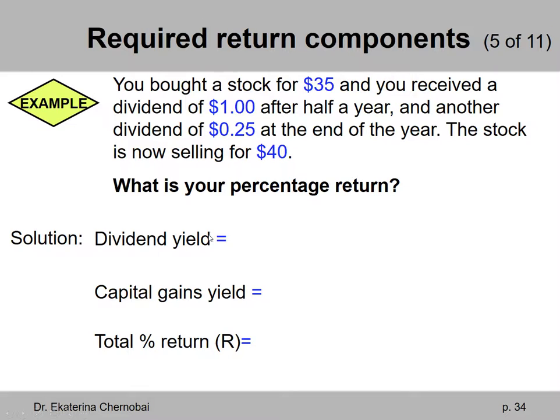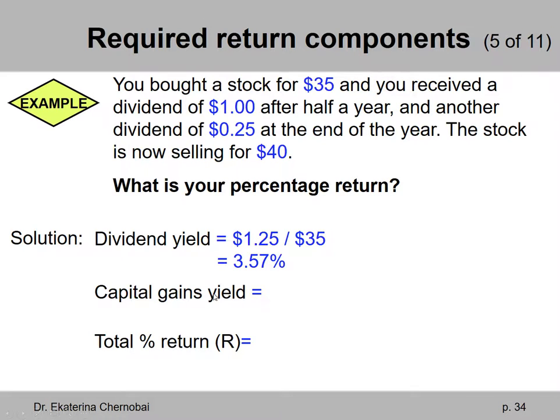So to solve the dividend yield, we take the total dividend paid over the year, which is a total of $1 and another 25 cents, so 1.25, and divide it by the money that was invested, or nothing but the price that you paid to get the share, $35. And that gives 3.57%. That's the dividend yield.